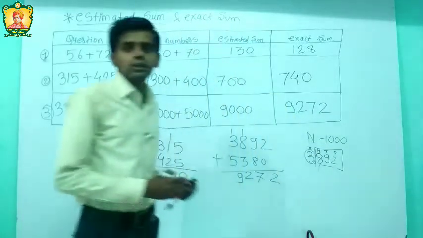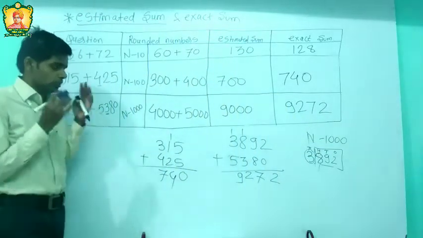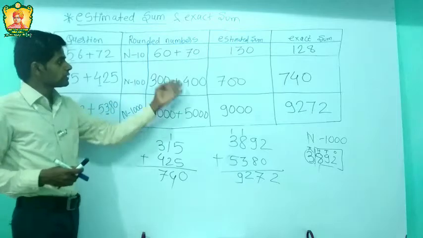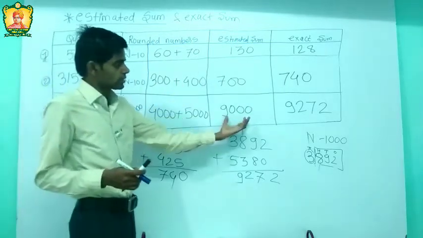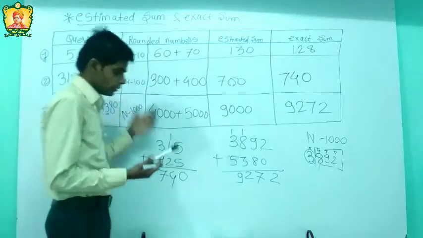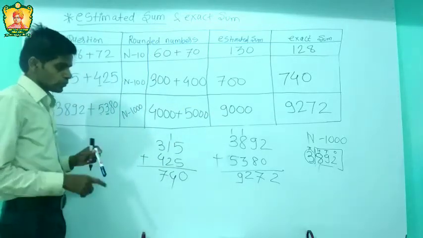9272. In this way we can find out the nearest 10, nearest 100, nearest 1000 of numbers, and from this rounding of the numbers we will find the estimated sum and exact sum. तो आपको बताइए कि हम लोग डायरेक्टली सॉल्व कर सकते हैं.